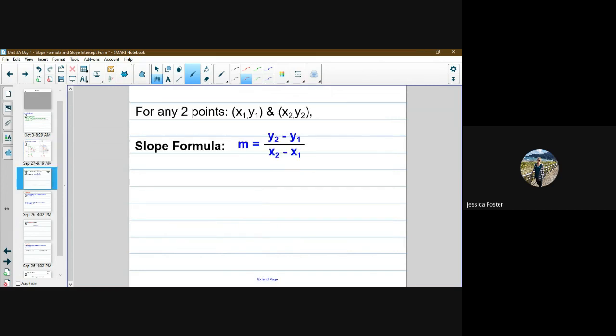We can also find slope algebraically. So in your notes, I would go ahead, pause the video, write this down. For any 2 points, so any 2 ordered pairs, (x1, y1) would be the first point, (x2, y2) is my second point, I can find the slope using this formula. Rise over run again, so our y values over our x values, y2 minus y1 divided by x2 minus x1.